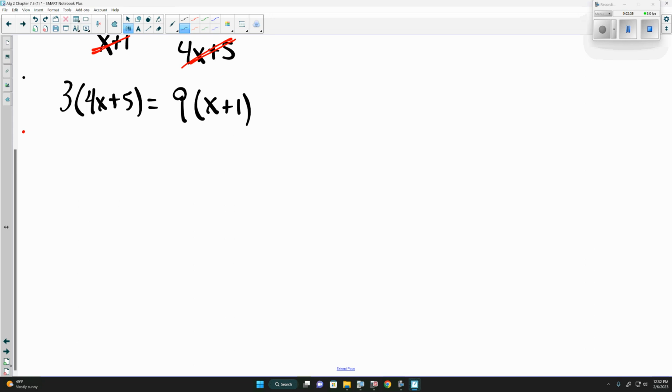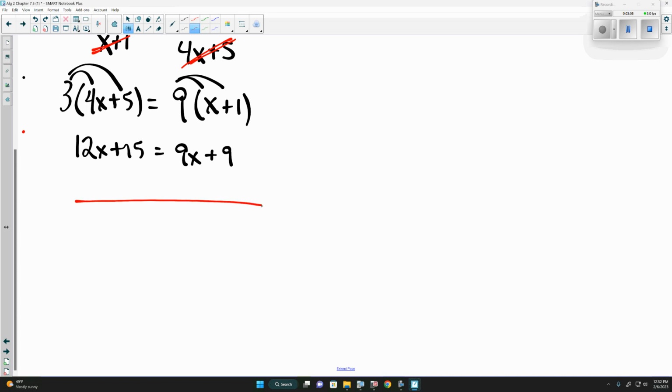Any questions on this so far? At this point, we just need to solve. The first thing we can do is distribute the 3. 3 times 4x is 12x. 3 times positive 5 is going to be plus 15. Is equal to, here we can distribute the 9. 9 times x is 9x. And 9 times 1 is going to be plus 9.